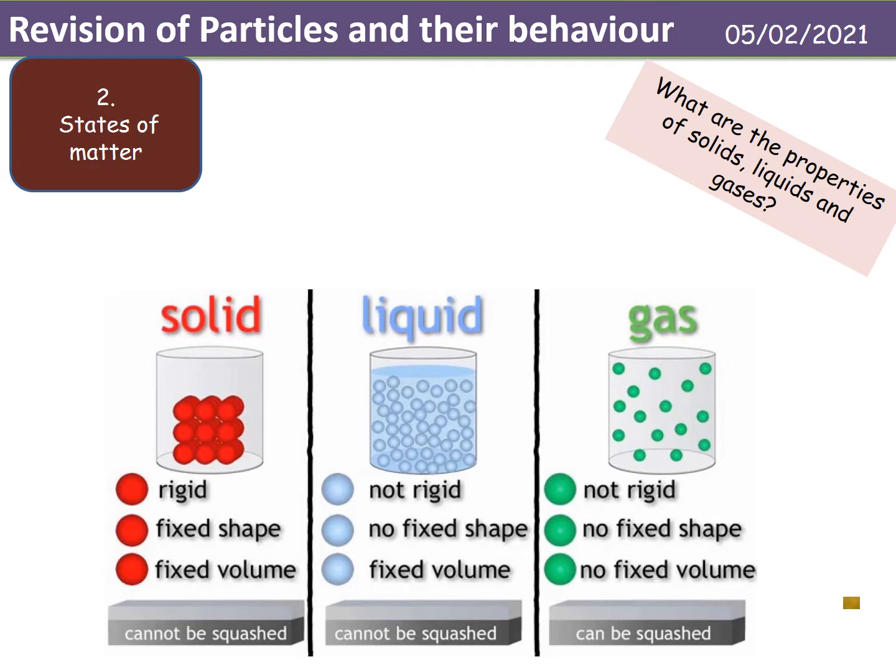In liquids, the particles are not rigid. They have no fixed shape. They don't have a fixed volume, which allows you to be able to pour them, and they cannot be squashed. And in gas, the particles are not rigid. They have no fixed shape or fixed volume, and these particles can be squashed.